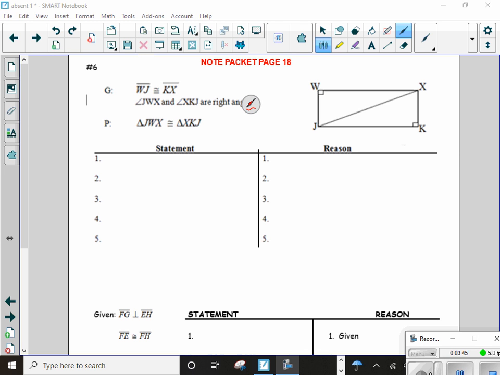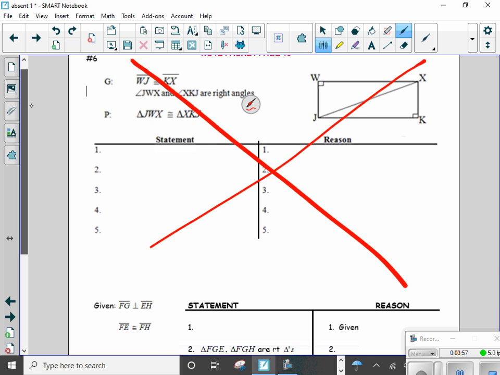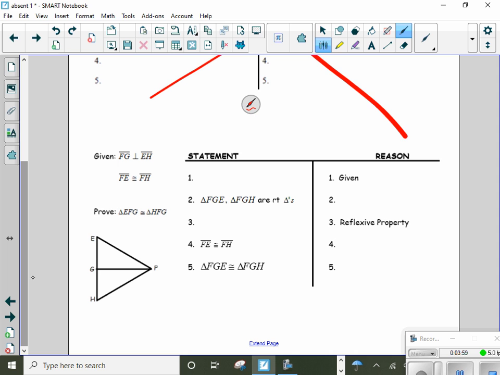Next, we're going to jump ahead to page 18 in the note packet. On page 18, two of the proofs are HL proofs. We're going to tell you to skip the top one, number 6. We're just going to pass on it for now. Don't worry about that one. You can cross it off. Instead, we're going to do problem number 7 on the bottom.